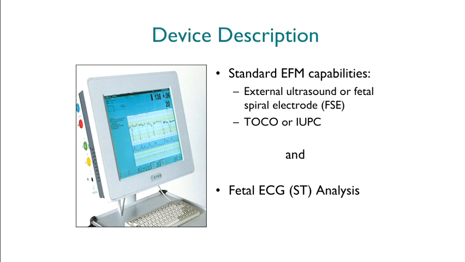The STAN machine can do the standard capabilities that we have right now in the equipment that we have. So it can do external Doppler, it can do scalp electrode measurements, it can do external monitoring of the contractions, and it can also monitor intrauterine pressure. However, in addition to what the current machines do, the STAN machine can also pick up, record the fetal EKG, and analyze the ST segment.